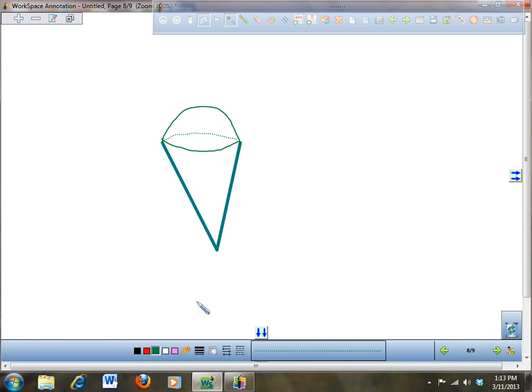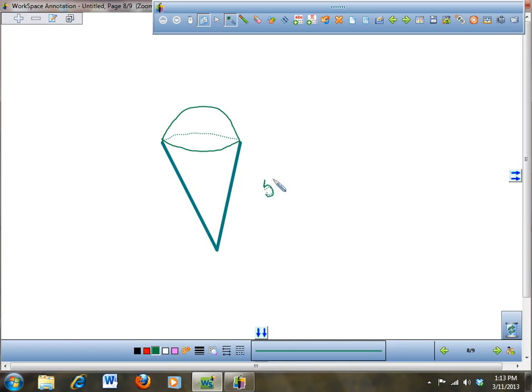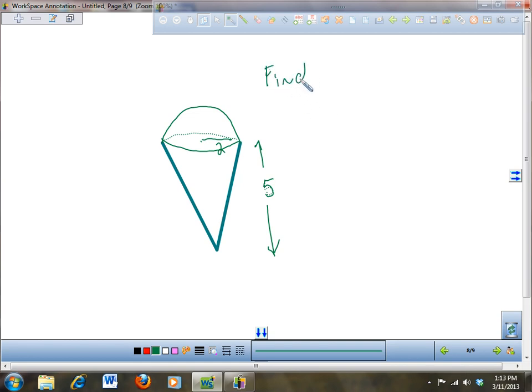Here is your ice cream cone, and all you know about this ice cream cone is that this is 5. And this is 2. So they say find the volume of ice cream, because you are opening the new ice cream shop.